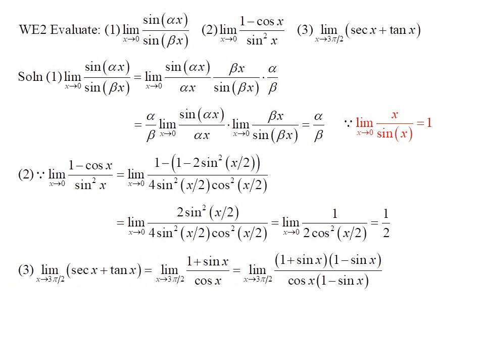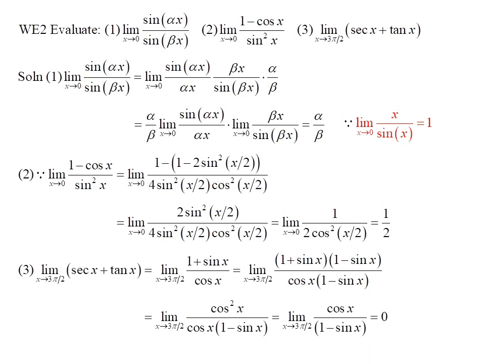As for the last expression, since secant x plus tangent x can be written to 1 plus sine x all over cosine x, which can be further simplified to the square of cosine x over cosine x times 1 minus sine x, all in parentheses, after multiplying and dividing 1 minus sine x on both numerator and denominator. So the limit in question 3 is simplified to the limit of cosine x over 1 minus sine x as x approaches 3 pi over 2, which equals 0.